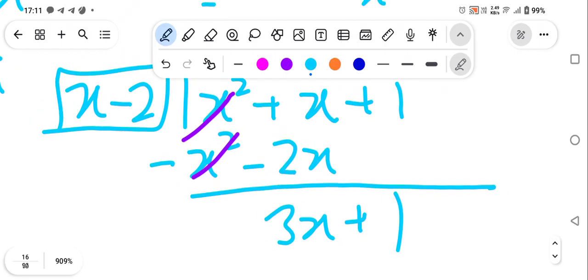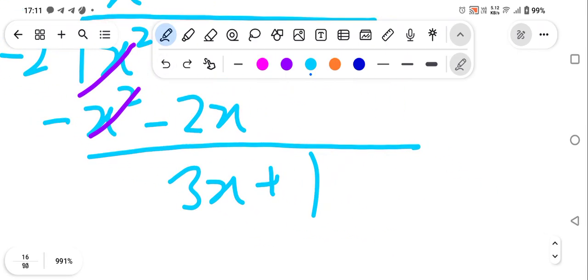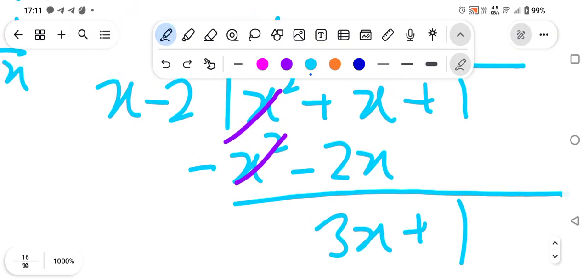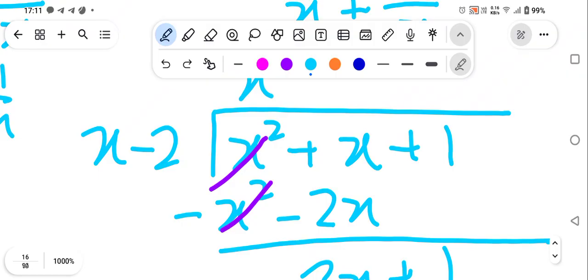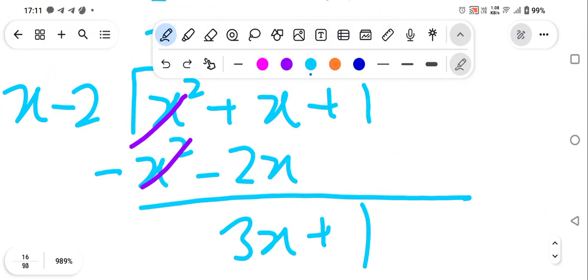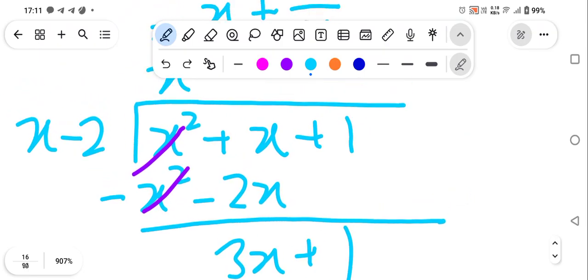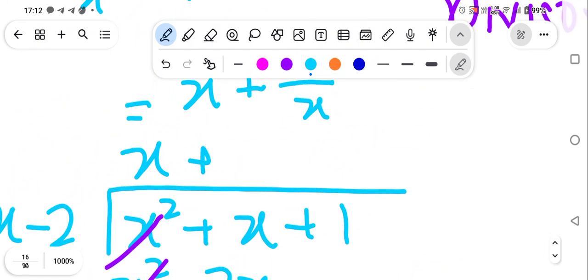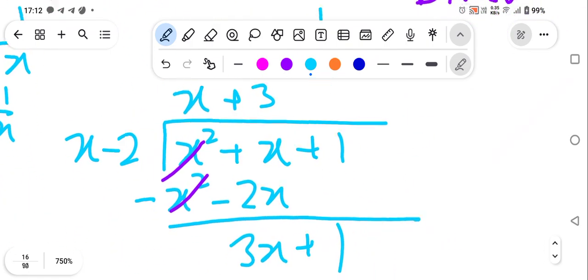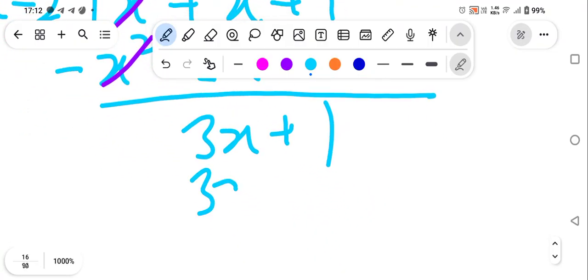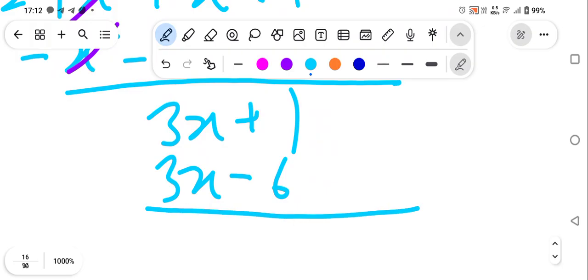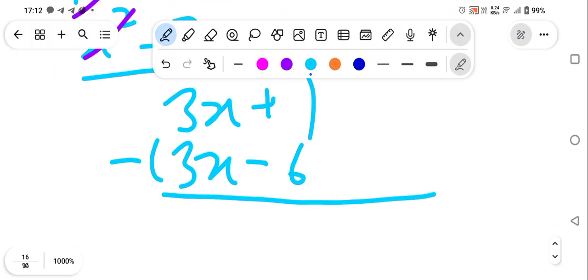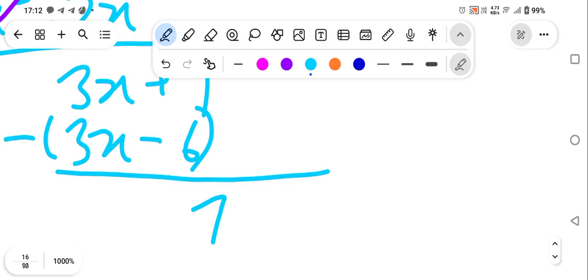No. Why? Because the remainder must be a number. We have x on it. We still have x, and in this case, x is our divisor. So the x has the same power as the divisor. This means we can further simplify this. That's right, we can multiply by 3. So we're gonna add a plus 3 over here. So now we have 3x minus 6. The same thing over here, 3x minus 3x cancel out. 1 minus minus 6 is 7.